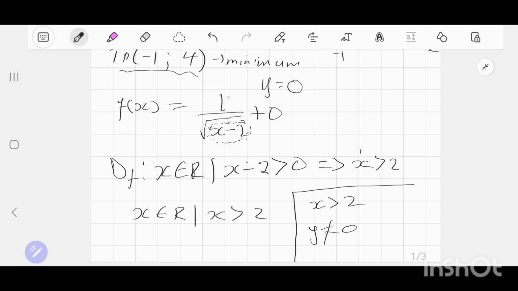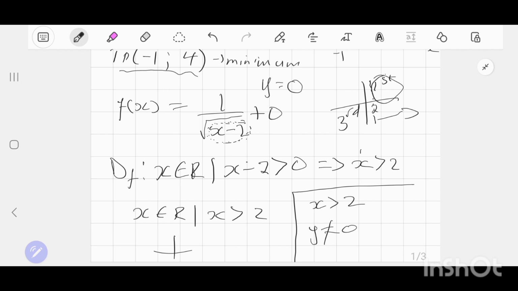Another thing, people, remember, this is a rational function but of hyperbolic nature. The value of a is positive 1, which tells us that our function will exist in two quadrants: the first and the third quadrant. But we know that x must be greater than 2, so it's going to exist only in the first quadrant. I hope I'm making sense, people.